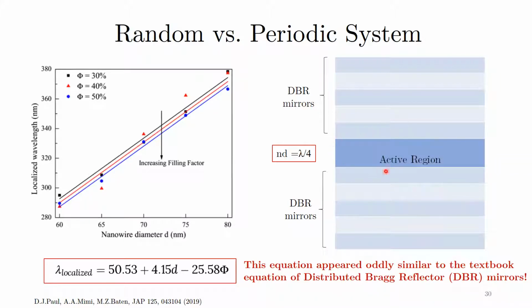And in the middle, you have a region which is called the active region, or also the cavity. The resonant wavelength of this periodic system follows this relation, whereas the random system that we were studying also gives a relation. Although there are some terms here, it has this 4.15 times diameter dependence.